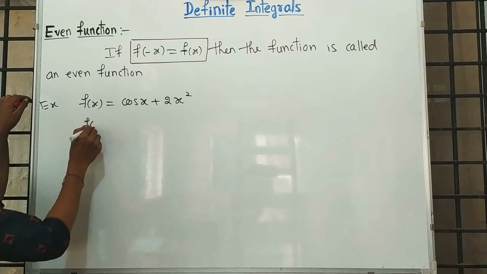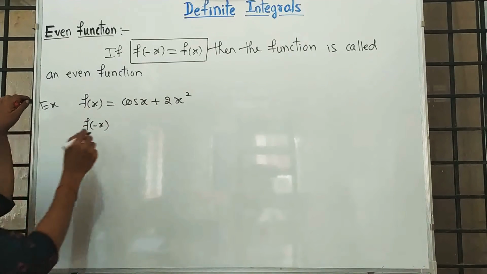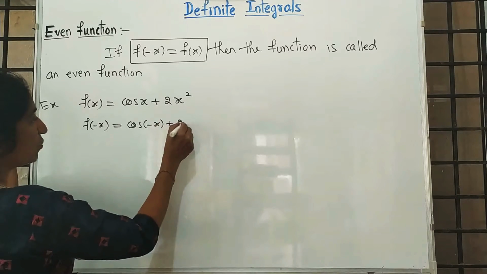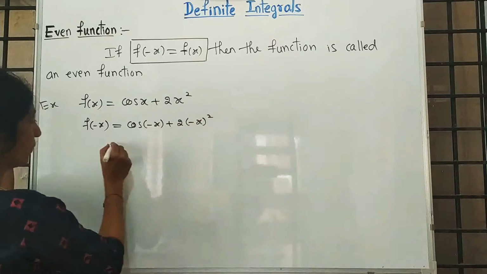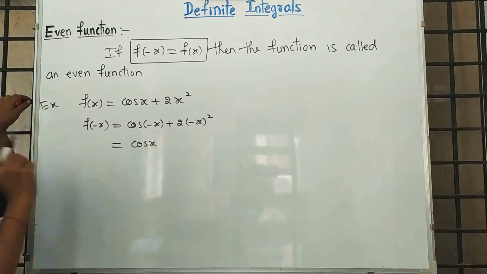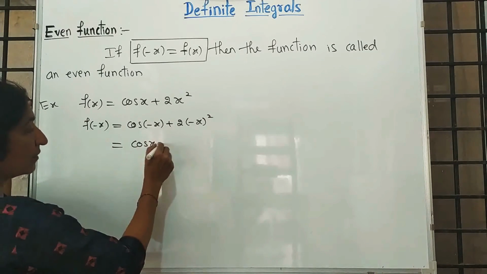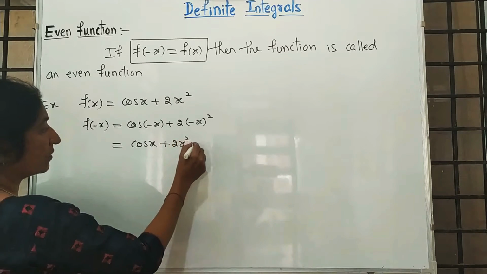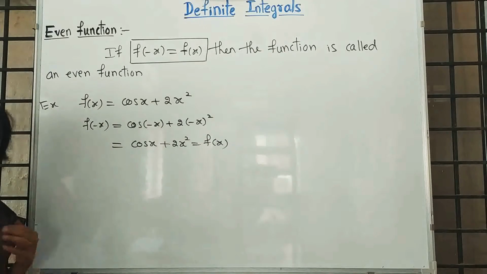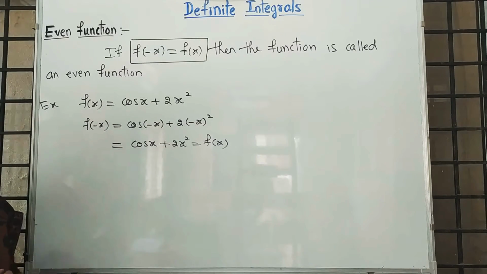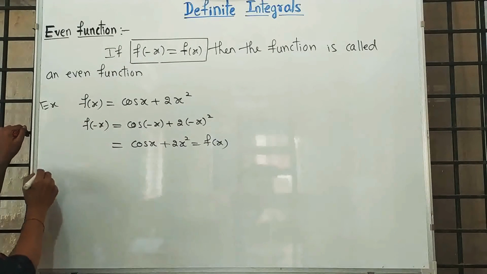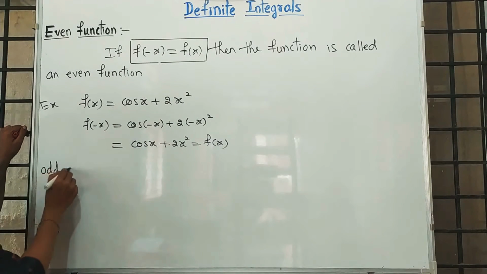Now wherever x is there, replace it by minus x. Cos of minus x plus 2 into minus x whole square. Cos of minus theta is cos theta, and minus x whole square is plus, so it is 2x square. See, is it f of x or what? Yes. If you start with minus x also, again you will get f of x. This condition is satisfied. If this condition is satisfied, then the function is called an even function.